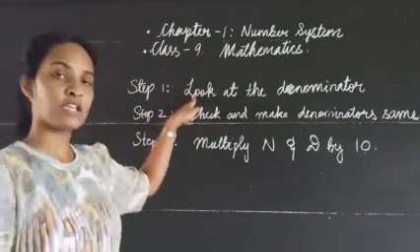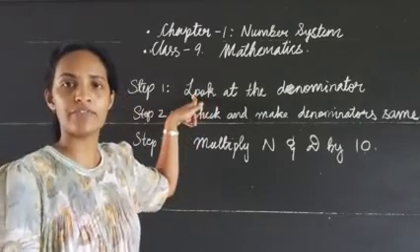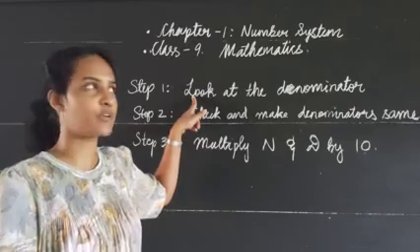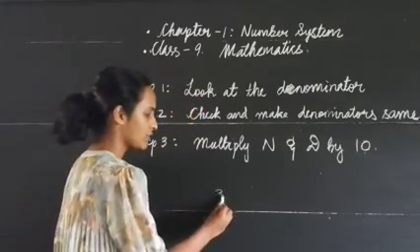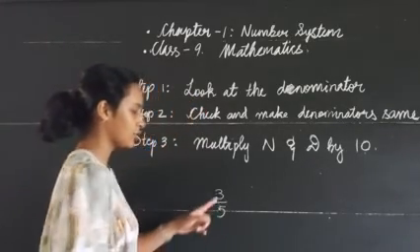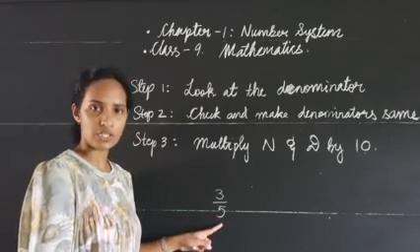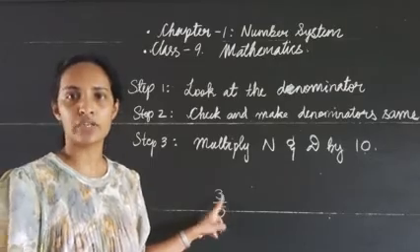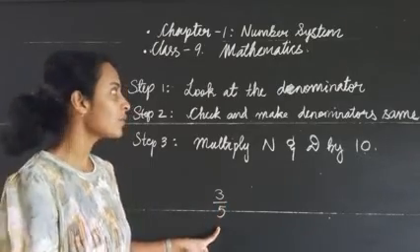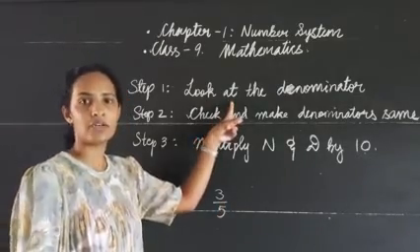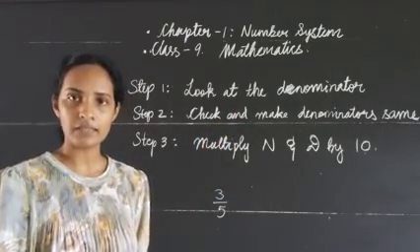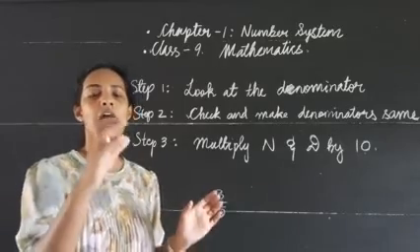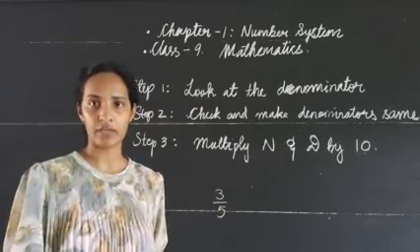We look at the denominator of the numbers. Now, what is the denominator and what is the numerator? Suppose our question is 3 by 5. Then the numerator is 3 and the denominator is 5, okay? We don't need to look at the numerator. We only need to look at the denominator first. Why do we look at the denominator? We are going to check whether the denominators are both same or not, okay?